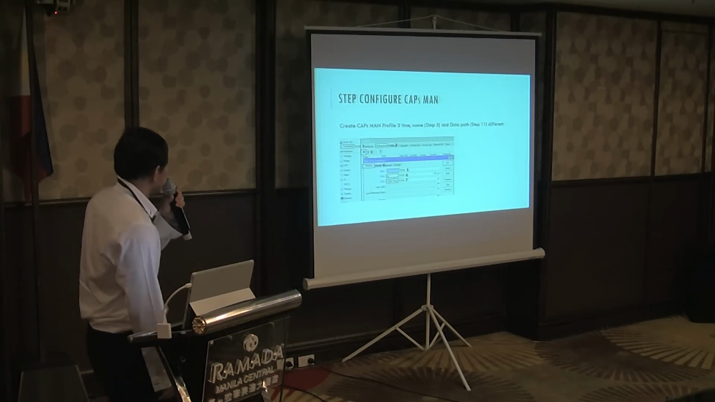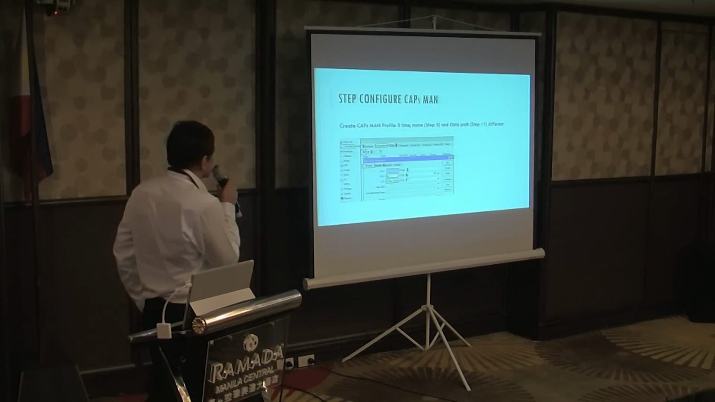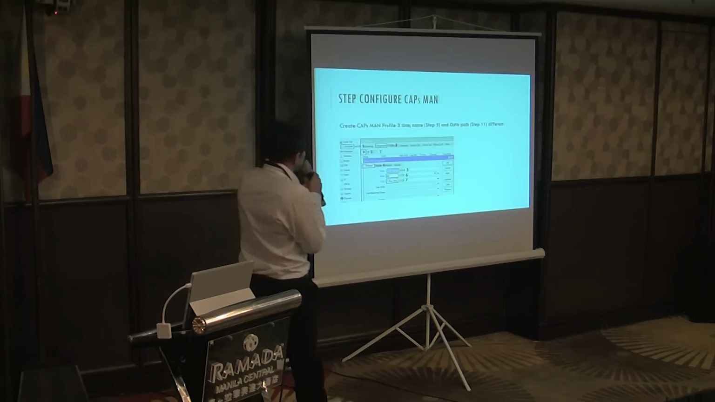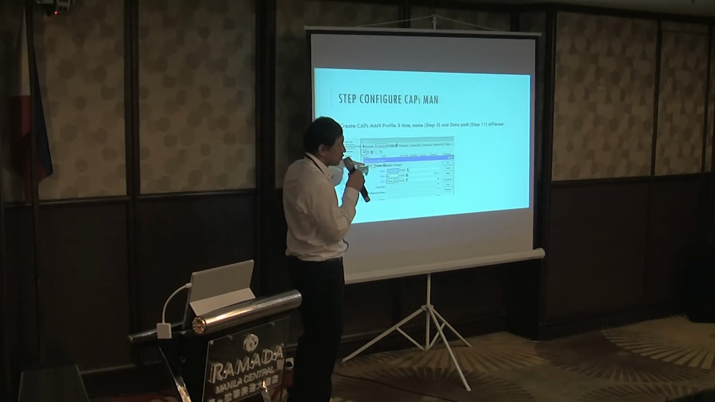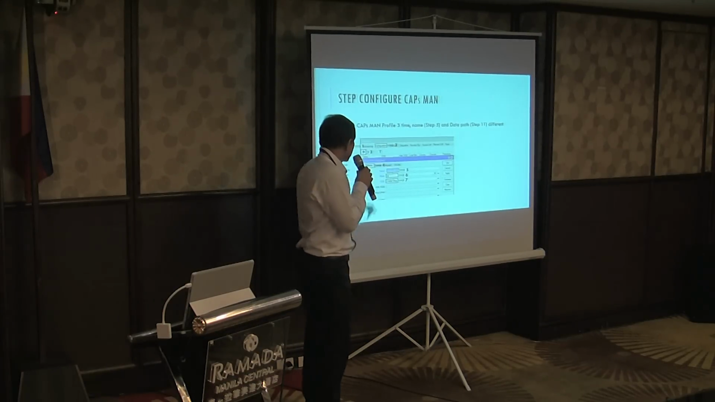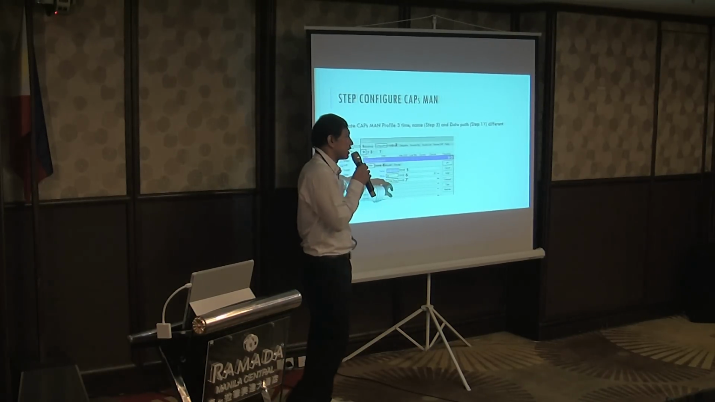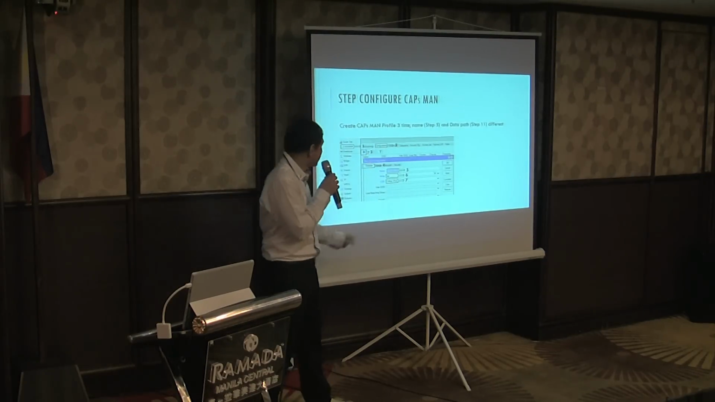Then you go to configuration CAPsMAN. You go to the CAPsMAN menu, then go to configuration and add a new configuration. Go to the wireless tab. For the name, you can set the profile name. Now the CAP manager supports only the access point mode. And the SSID, you can set as you like.